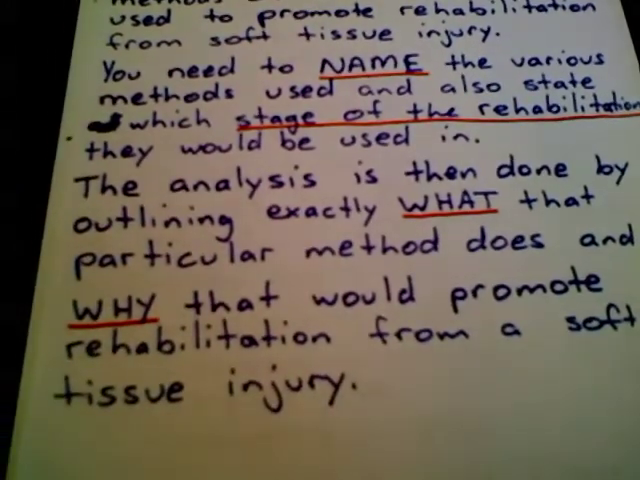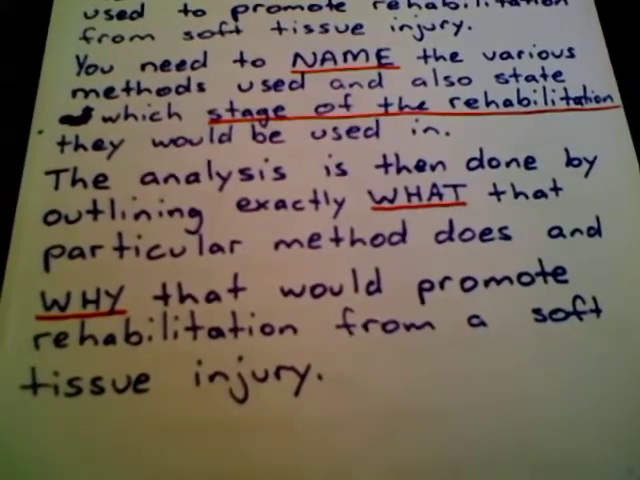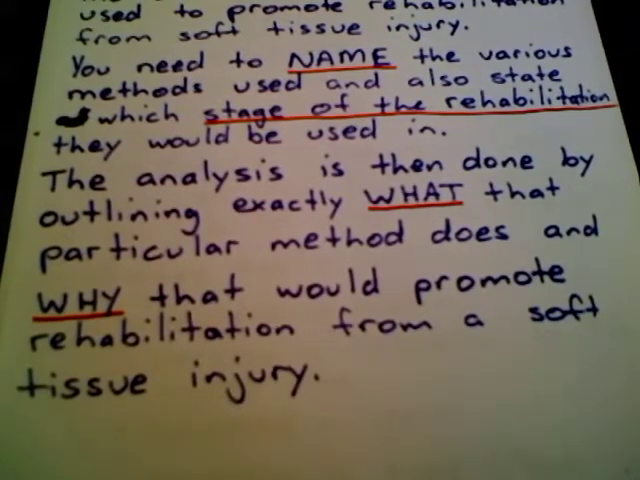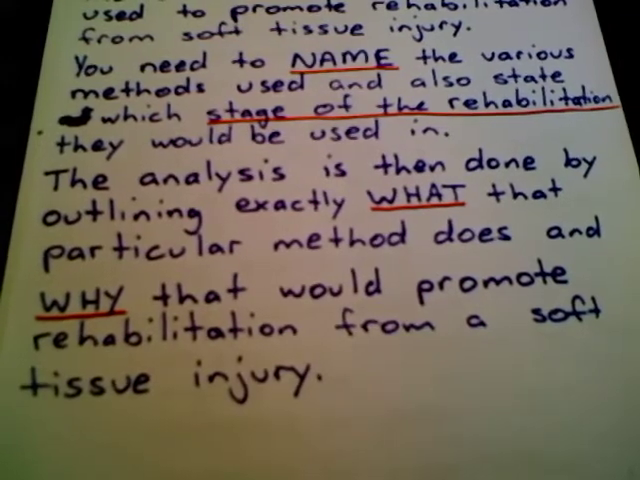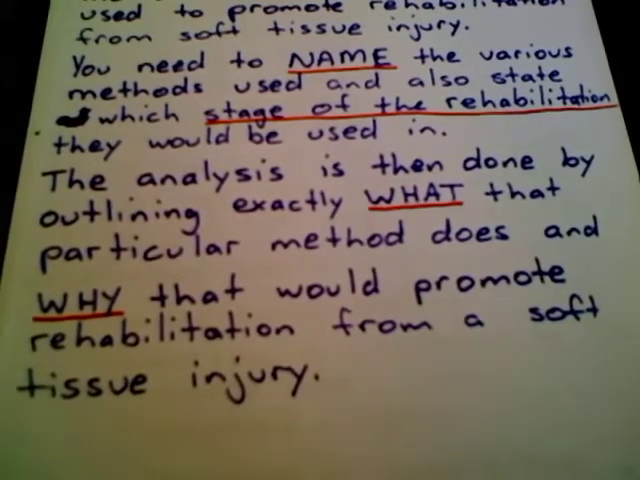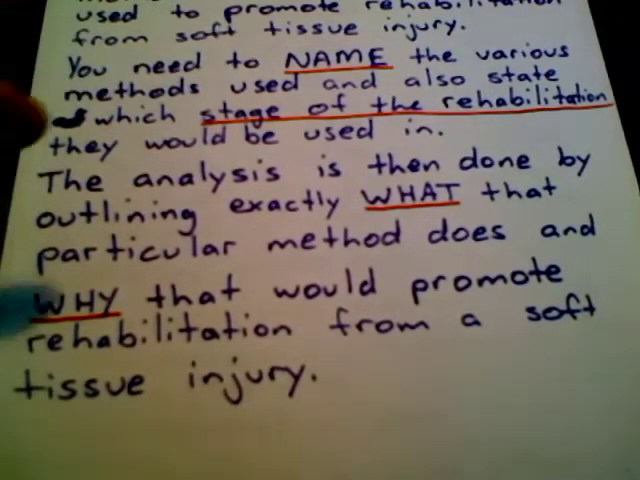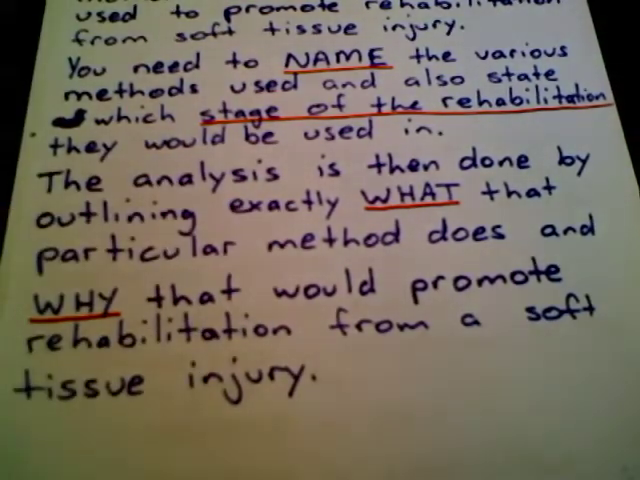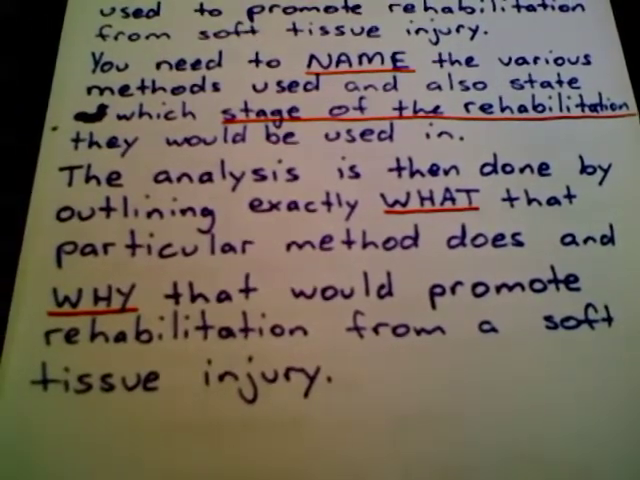Putting that into plain English, you need to name the various methods that are used and also state which stage of rehabilitation they would be used in. The analysis part is then done by outlining exactly what that particular method does and why that would promote rehabilitation from a soft tissue injury. Outlining would be saying what is used, naming the various methods used and what they do. The analysis bit comes here: why is that going to promote rehabilitation?